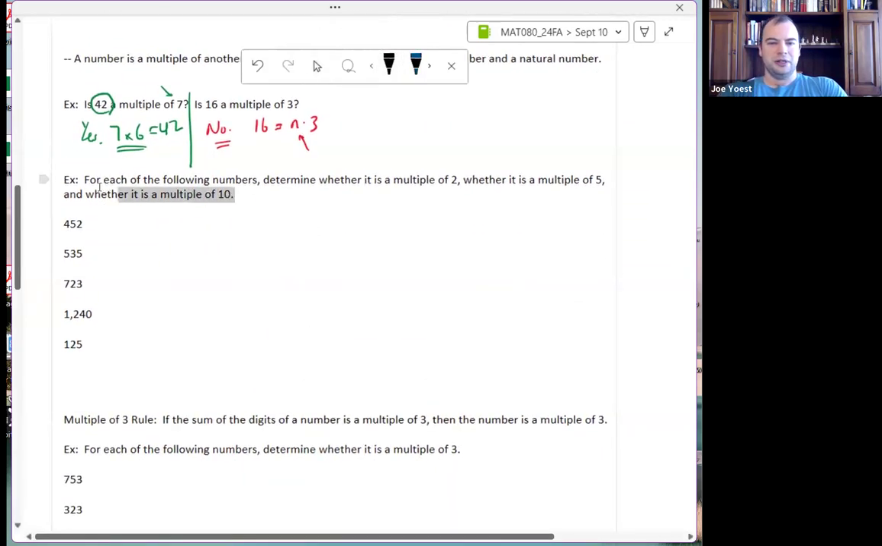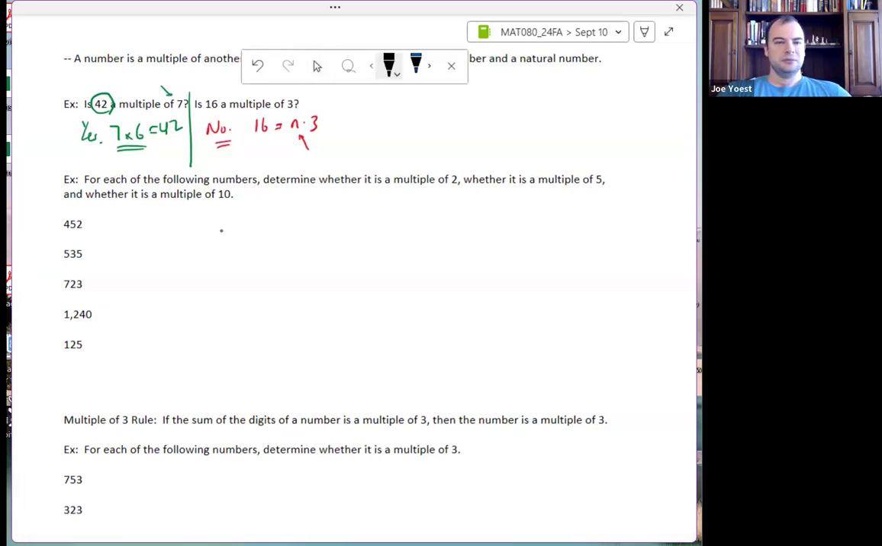So for each of the following numbers, let's determine whether it's a multiple of 2, whether it's a multiple of 5, and whether it's a multiple of 10. To help us with this, let's look for some patterns.